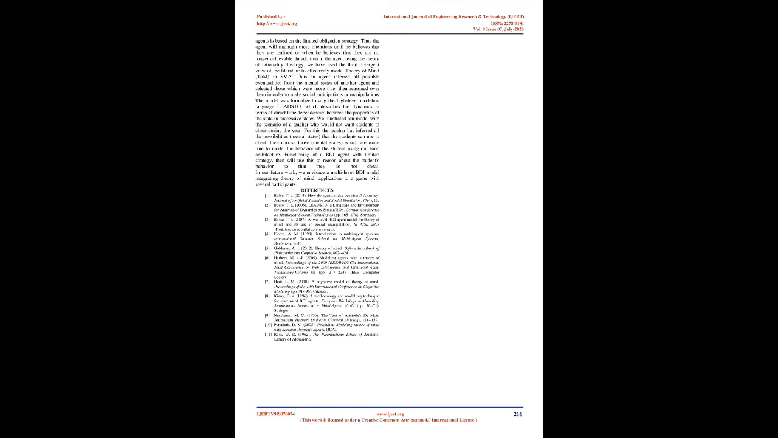We illustrated our model with the scenario of a teacher who would not want students to cheat during the year. For this the teacher has inferred all the possibilities, mental states, that the students can use to cheat, then chose those mental states which are more true to model the behavior of the student using our loop architecture, functioning of a BDI agent with limited strategy. Then we'll use this to reason about the student's behavior so that they do not cheat. In our future work, we envisage a multi-level BDI model integrating theory of mind, application to a game with several participants.